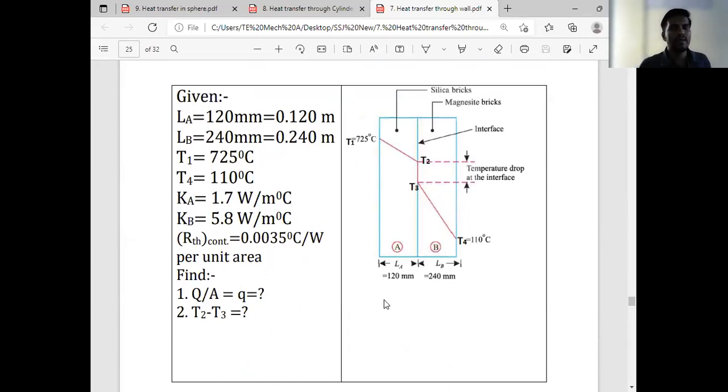Consider layer A, consider layer B. Thickness of the layer A is given 120 mm, so we have to convert into meter, 0.120 meter. Thickness of the layer B is given 240 mm, so that is 0.240 meter. T1 is given 725, T4 is given 110, Ka is given 1.7 watt per meter degree Celsius, Kb is given 5.8 watt per meter degree Celsius. Contact thermal resistance is given 0.0035 degree Celsius per watt per unit area.